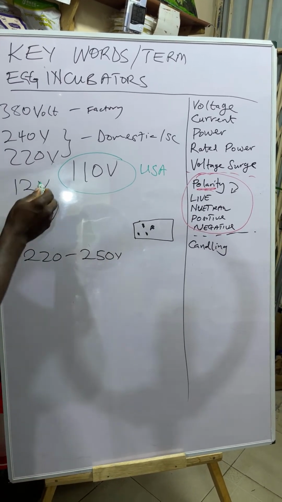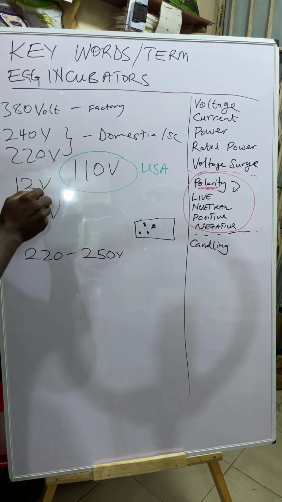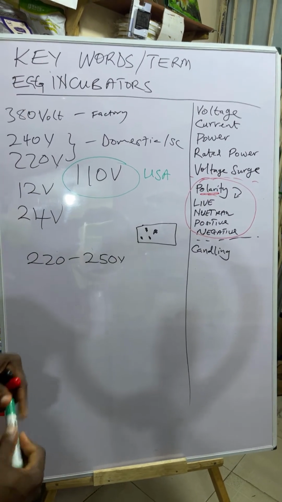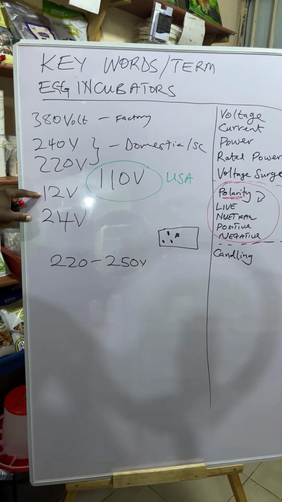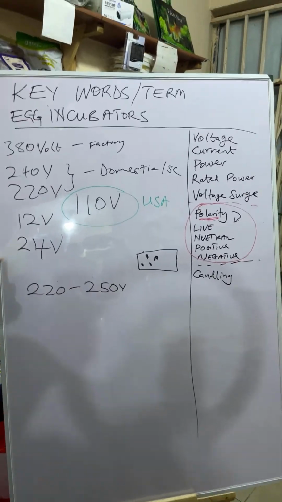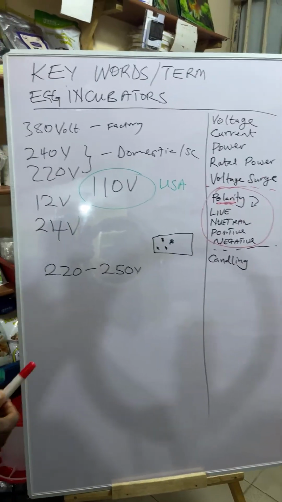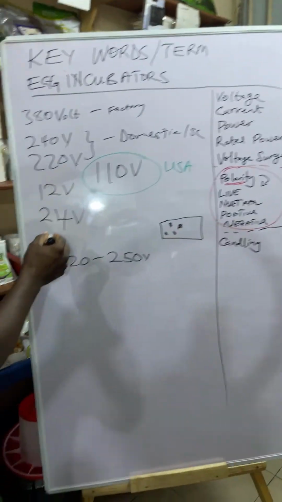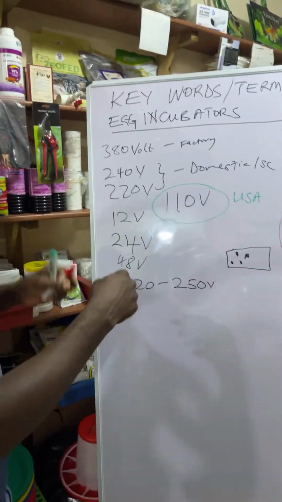We have 12 volts also. Most of you are familiar with 12 volts. That has to do with DC batteries. 24 volts is also a DC battery. We also have 48 volts, and the rest.